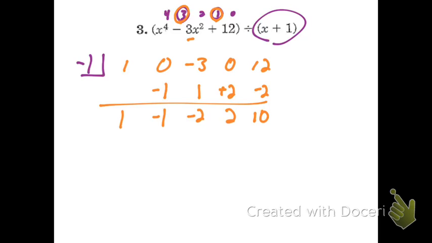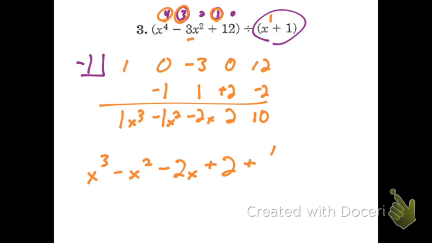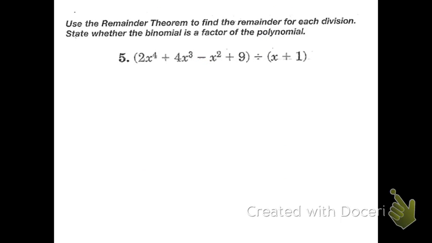All right, so our quotient here is x to the third, because we're dropping that fourth down 1 degree. X to the third, then x squared, then x. So x to the third minus x squared minus 2x plus 2, and then plus 10 up top over x plus 1. All right, that takes care of that first section, the ones I'm doing for you anyway.